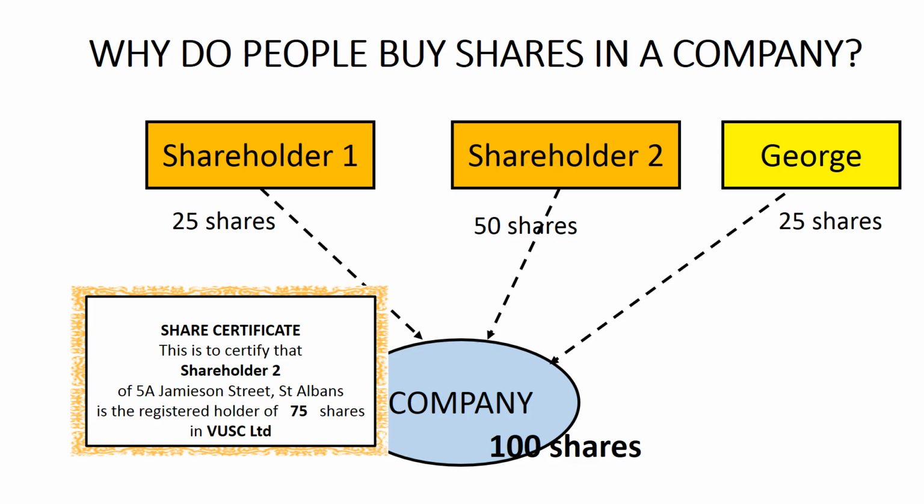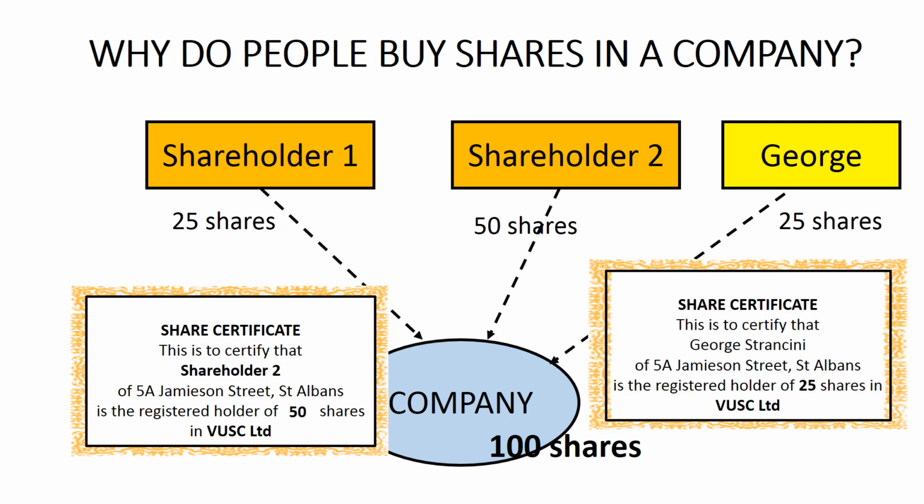When a shareholder, such as shareholder 2, sells some of its shares to another person, such as George, then the company will replace shareholder 2's share certificate. This is because shareholder 2 no longer owns 75 shares. Instead, shareholder 2 has sold 25 of its shares to George, and so shareholder 2 now owns only 50 shares in the company. So the company will replace shareholder 2's share certificate for 75 shares with a share certificate that records shareholder 2 as owning 50 shares. At the same time, it will give George a share certificate which records him as being the owner of 25 shares in the company. These are the 25 shares that George bought from shareholder 2.